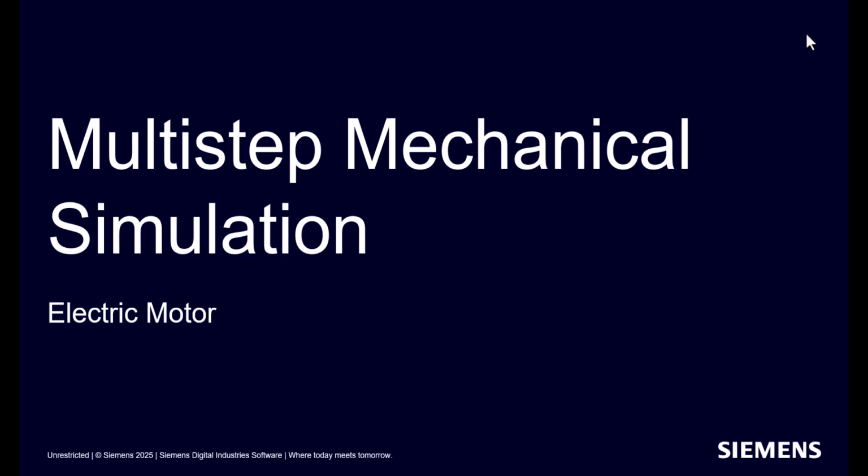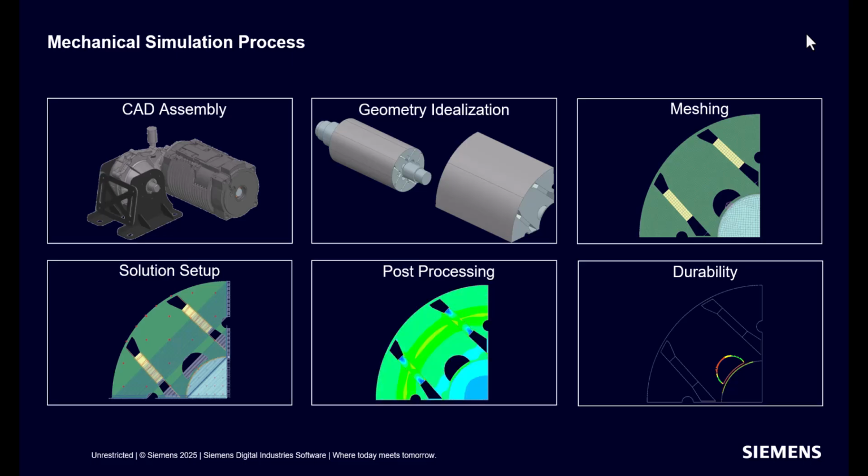This demonstration will consider the multi-step mechanical simulation of a rotor and shaft components of an electric motor. The demonstration follows these steps. An analyst receives a CAD assembly and idealizes the pertinent geometry for a plane strain analysis of the rotating components of the electric motor. Meshing considerations for a cyclic symmetric sector with local refinements come next.